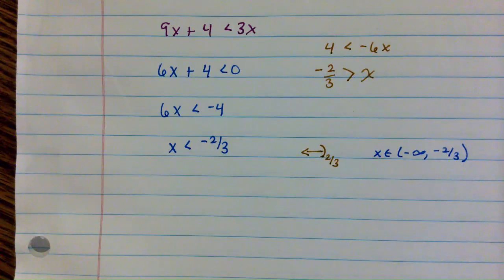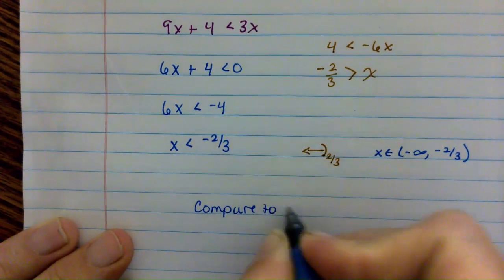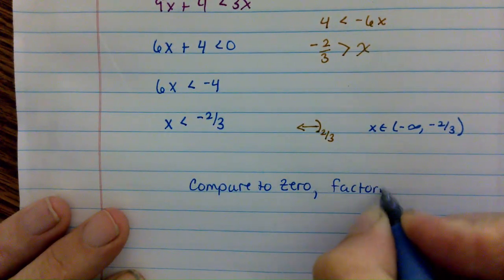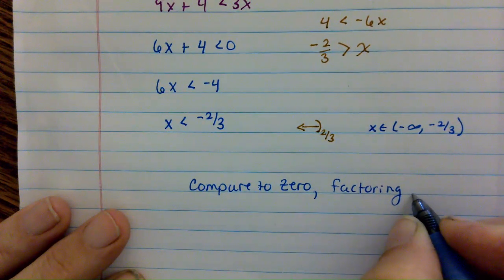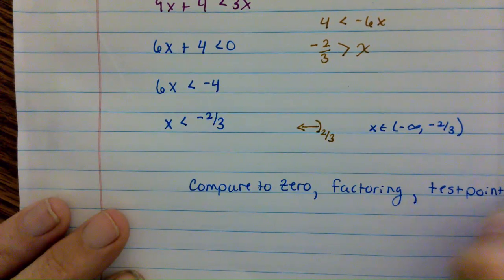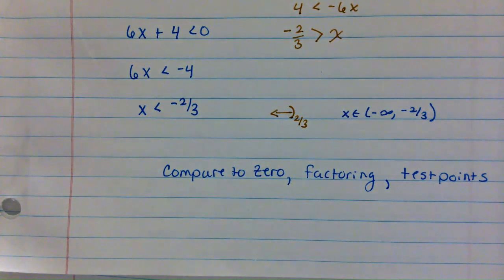Now these are both linear and we can do them without the graphing. However, if it's nonlinear, you want to compare to 0. Use factoring to solve when you can. And then use test points. I actually do not use test points. A lot of books will tell you to use test points. We have graphing calculators. We know graphing behavior. So I don't necessarily always do test points, but I will talk about the test points.